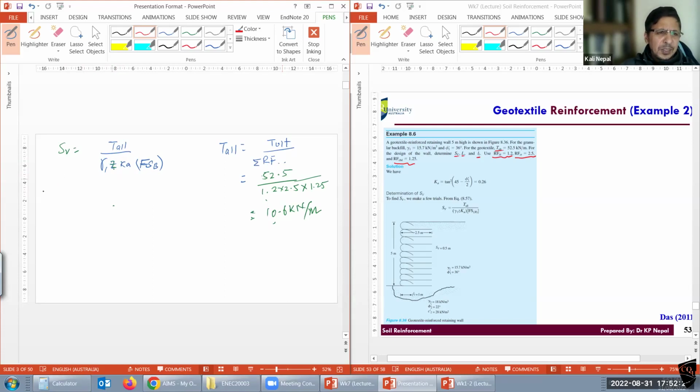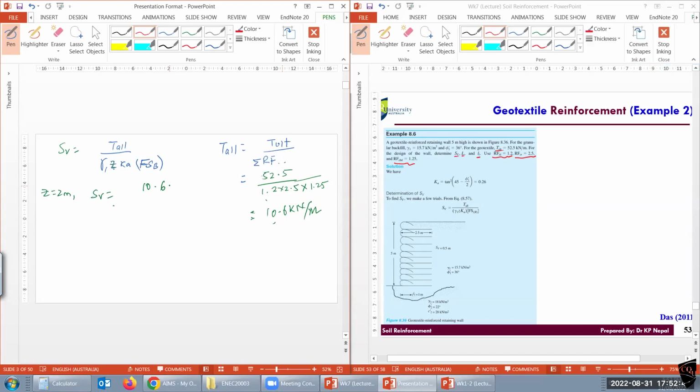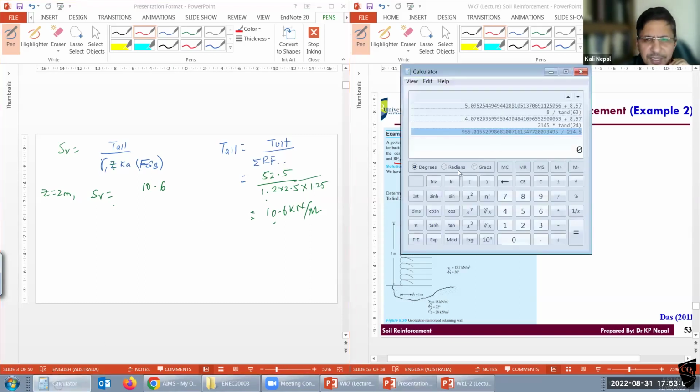So can I calculate now Z equal to, let's say, 2 meter depth? SB equal to 10.6 divided by what? Gamma of the backfill is how much? So I got here allowable 14 kilonewton per meter. Is it? 2.5, 1.2, and then 1.25. It's 52.5 in total, right? Can I check now?